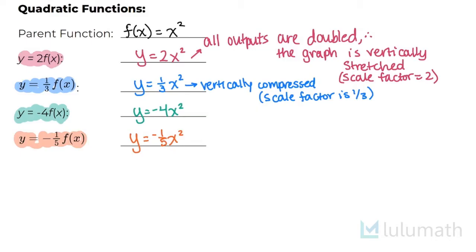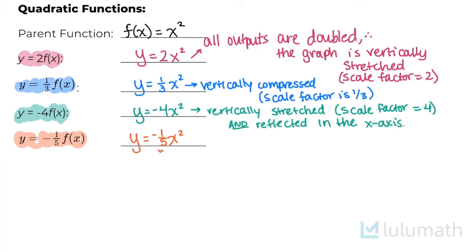Now for our next one, because of this 4 right here, our graph is going to get taller, which means that the graph is vertically stretched again. And our scale factor is 4. But what is that negative telling us? Well, all of our y values now become negative. So they were originally above the x-axis, because when we square any number, they're always positive, and then they will be below the x-axis. So because the y values become negative, it is reflected in the x-axis.